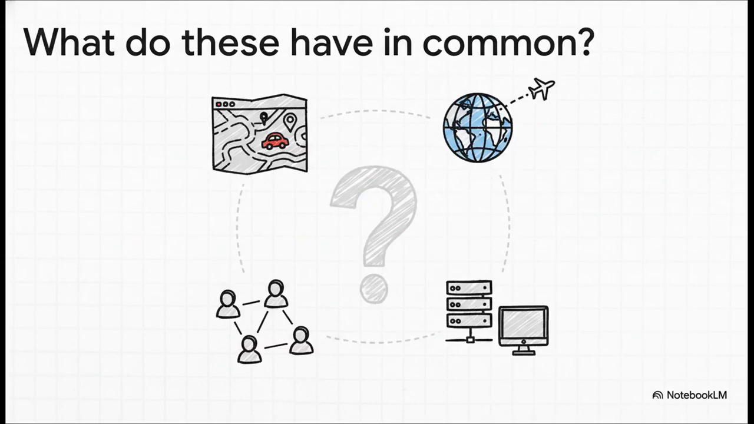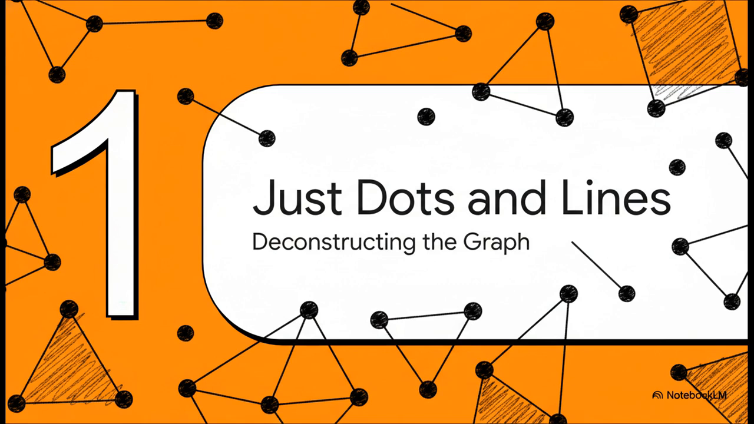Well, the secret is that all of these systems, no matter how different they seem on the surface, are built on the exact same elegant principle. At their core, they're all just networks. And the universal language for talking about networks, that's the graph. So let's break this massive idea down to its most basic parts. You're going to see it's actually way simpler than you think. In fact, it all just comes down to dots and lines.